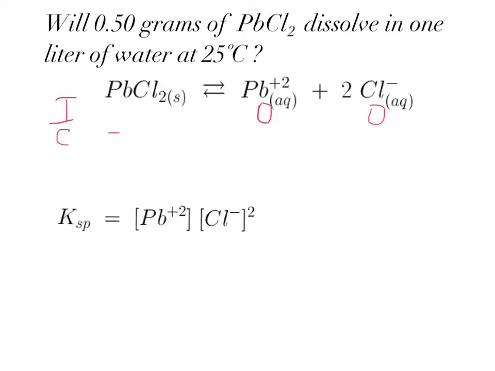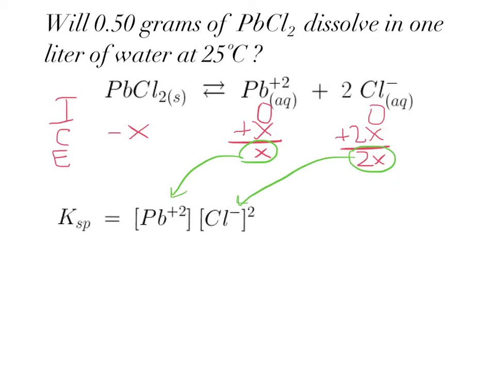So for the change, the PbCl2 will dissolve some amount X, I'm not sure exactly how much. Pb plus 2 will gain that same amount X, and Cl minus will gain twice that much, or 2X. So that at equilibrium, we have X and 2X. So now all we have to do is plug these numbers into our equation, along with the KSP value from your chart.